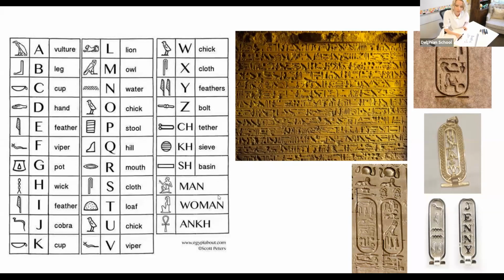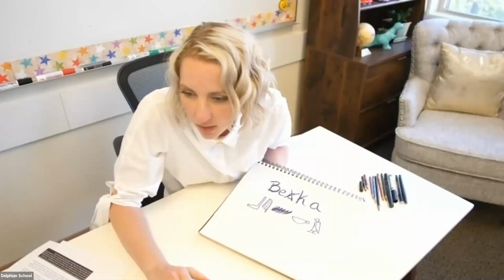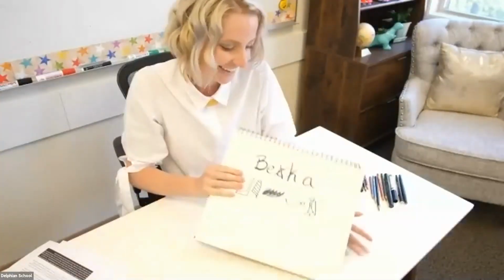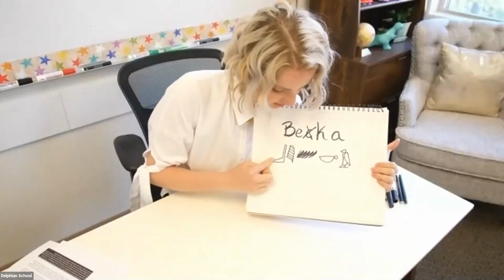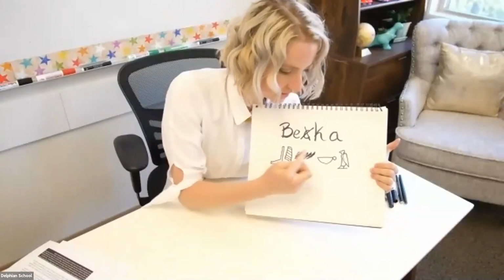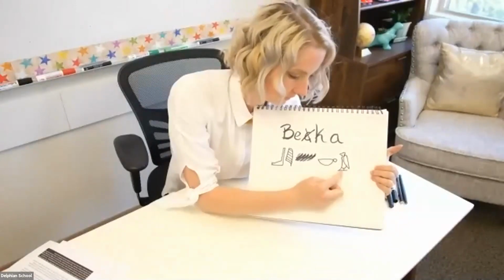All right. So now I'm going to share with you what the hieroglyphs are for my name, okay? So I'm going to show you back the picture my face has. So these are the hieroglyphs that are my name. So this is a foot, and this is a feather, this is a cup, and this is a vulture.